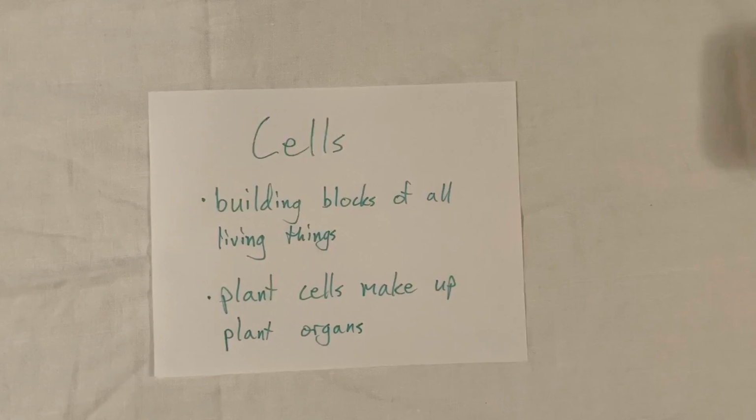The plant cells of a plant will make up the organs of a plant. Now, normally you think of organs as being from humans or animals, but plants also have organs. Those are the plant's leaves, the plant's stems, and the plant's roots. It's just the different parts of the plant.